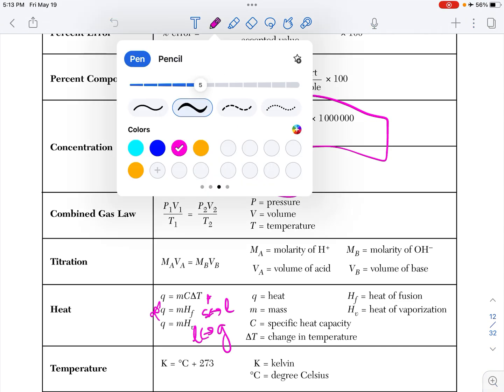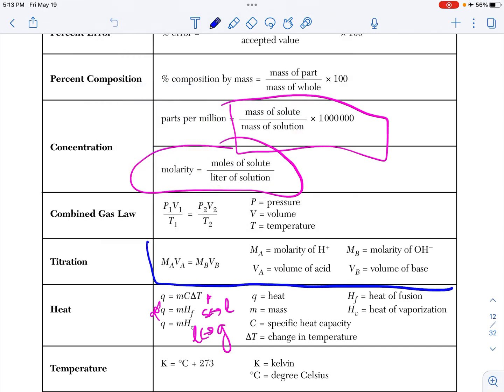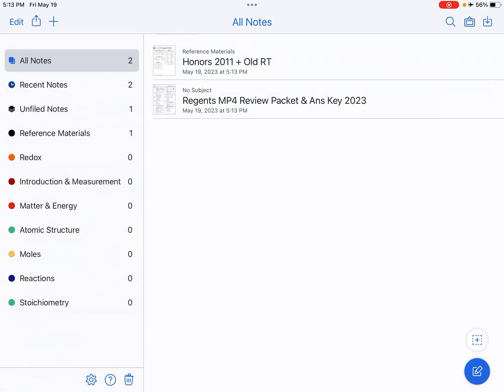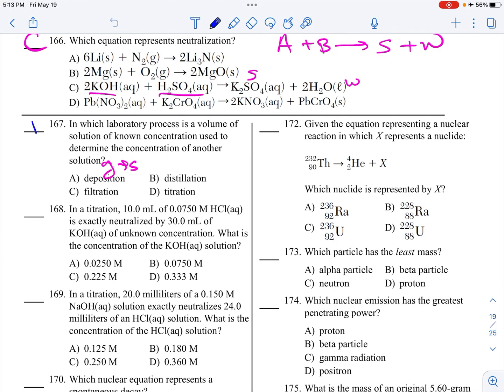Right here, and I'll change colors. So titration, molarity is concentration. So if we know the concentration of one and we know the volume of both, then we can find the concentration of the other. So titration is D.